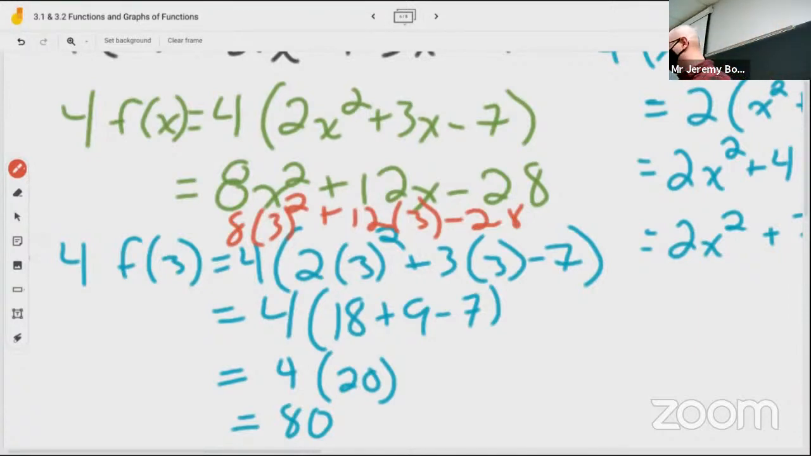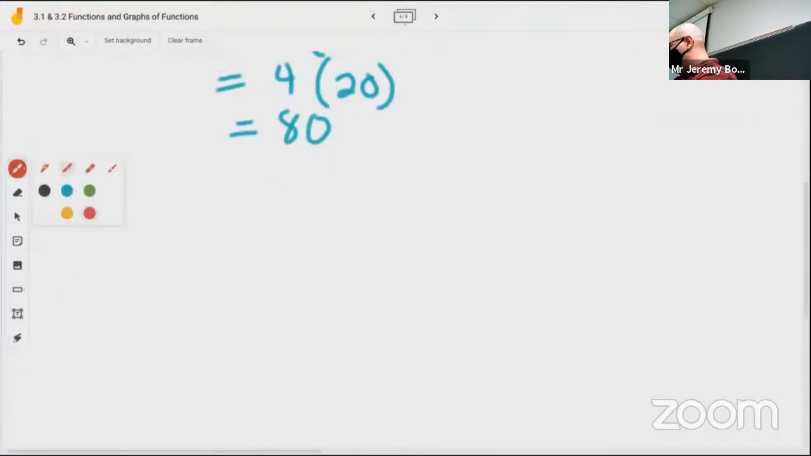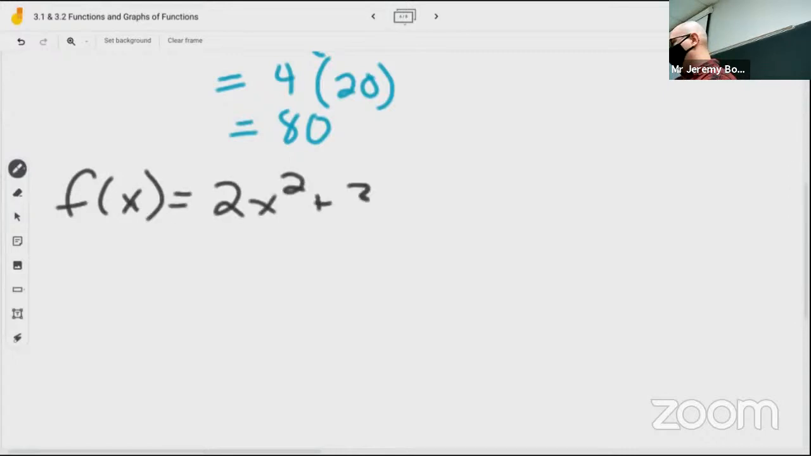All right. Was it 2x squared plus 3x minus 7? I guess I could have typed it up and dragged it around where I needed, but that's fine, I'll just rewrite it. What if I wanted to find f of negative x?